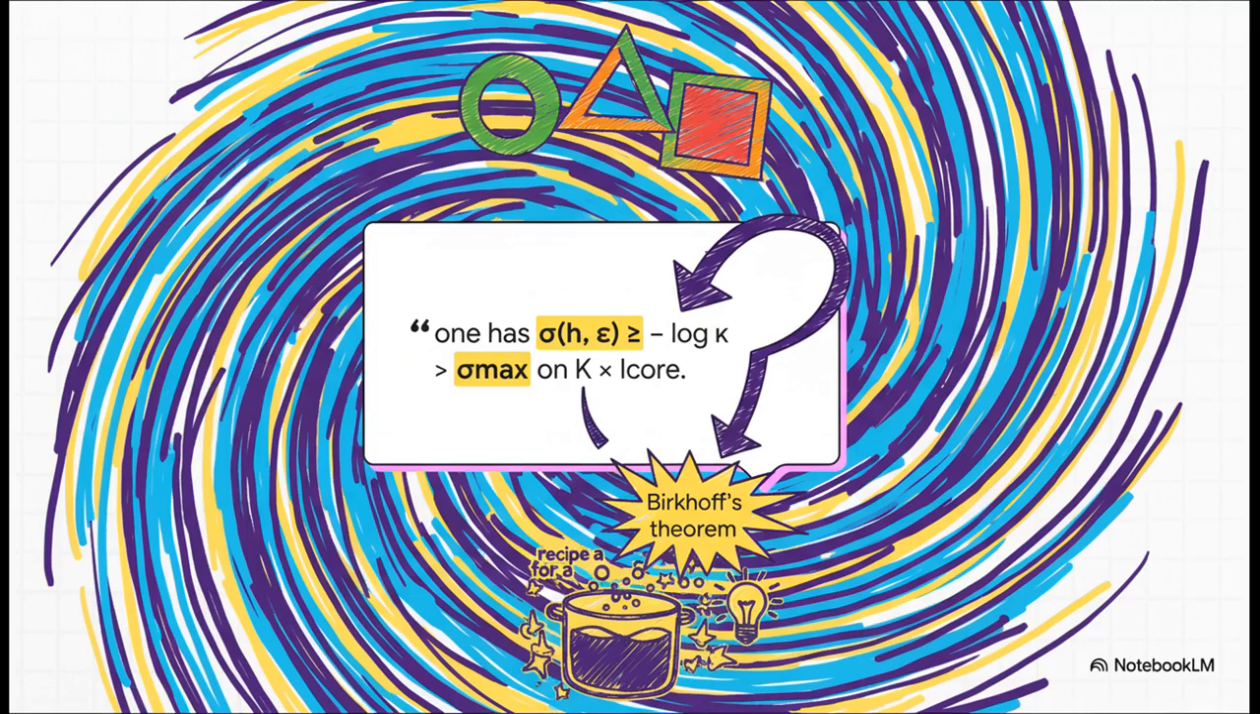And here is the grand prize. If, and it's still a big if, those three conditions are actually met, then this incredibly powerful result called Birkhoff's theorem just kicks in. And it guarantees, it proves, that the mixing rate sigma will be better, it will be greater than our old record sigma max. This is literally the recipe for a breakthrough.